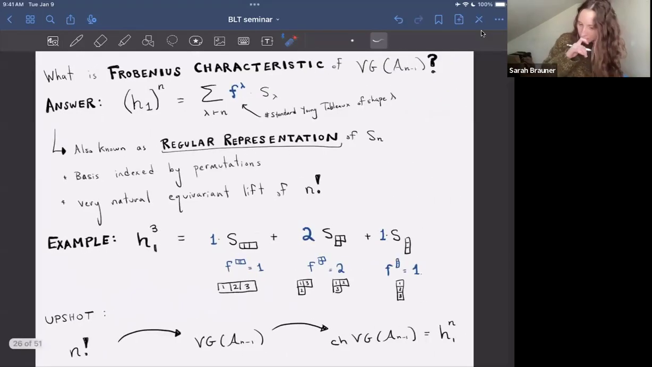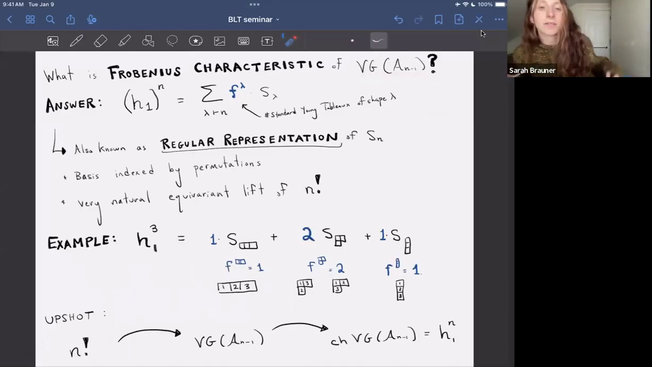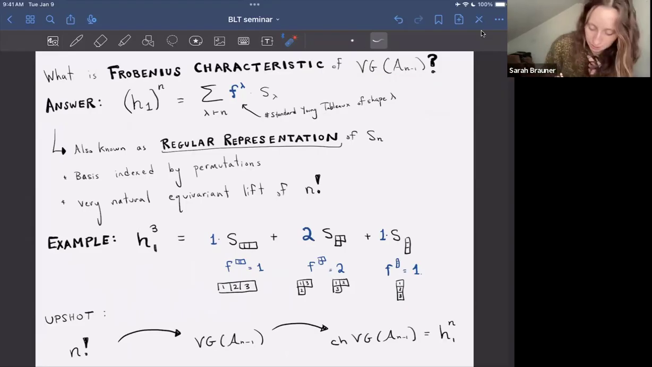Okay, so what's the Frobenius characteristic of this braid arrangement Varchenko-Gelfand ring? Like Graham said, this has a very nice, not so hard to see answer. As a symmetric function, it's h1 to the n, or I can rewrite this with Schur functions as I take all the partitions lambda and I get a Schur function there, and the coefficient of that Schur function will be the number of standard Young tableaux of shape lambda, or the dimension of the representation.